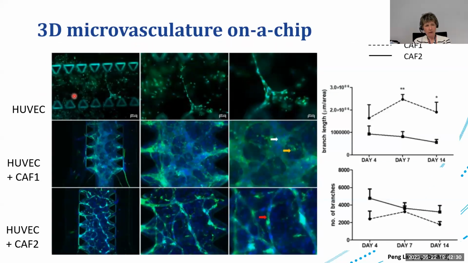So here we have our HUVEC cells. This is the channels of the chip here. It's been turned around 90 degrees in this one. So here we have the HUVEC cells in the presence of the different sets of carcinoma-associated fibroblasts. And similar to what we saw in our 2D models, the branch length differs in the 3D models, and the number of branches shown here. So this is the length of the branches, and the number of branch points differs according to the carcinoma-associated fibroblasts that we add into the model.